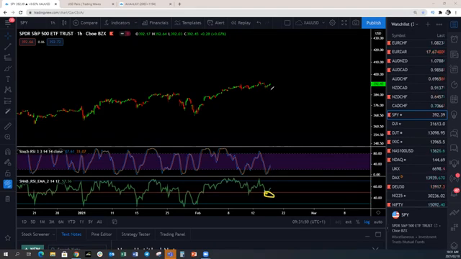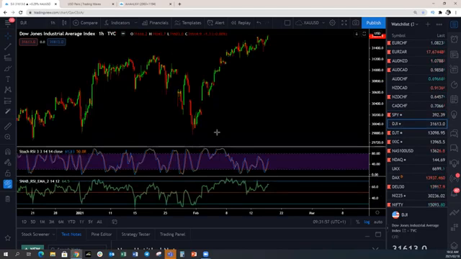Everything is setting up for continuation to the upside. This is the S&P 500, the Dow, all set for continuation to the upside. That's the flag, continuation to the upside. We are at the bottom. We are above 50, a clear setup for continuation pattern.